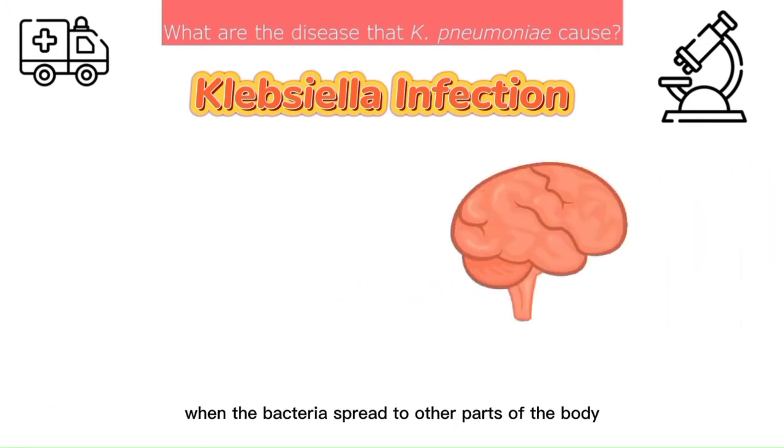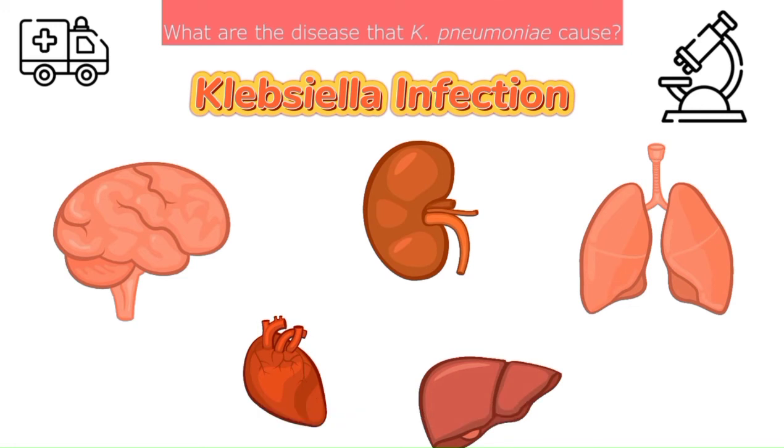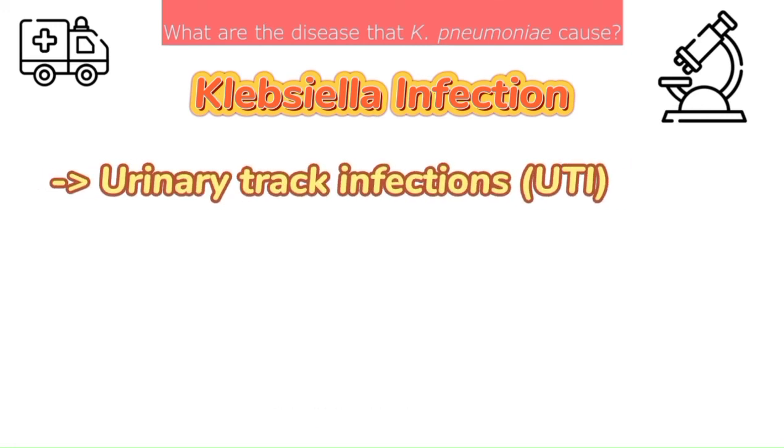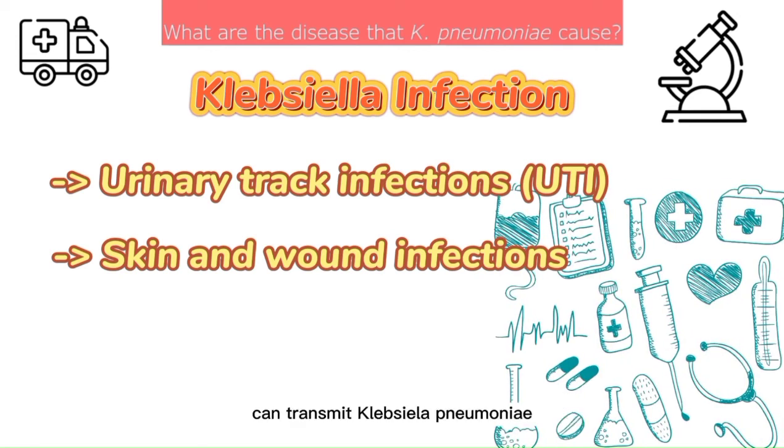When the bacteria spread to other parts of the body, they can cause a variety of infections such as urinary tract infections. This occurs when the bacteria enters the urinary tract. Other than that, skin and wound infections occur when K. pneumoniae enters through a break in the skin, which can infect skin or soft tissues. In addition, catheters and tools in medical procedures can transmit K. pneumoniae into the urinary tract, the bloodstream, and wounds.